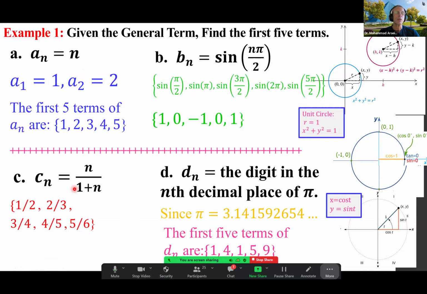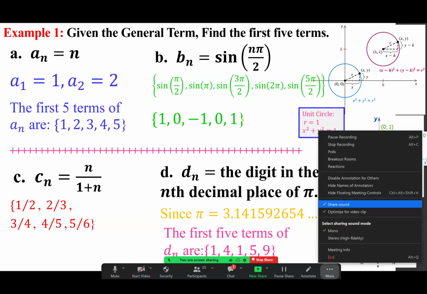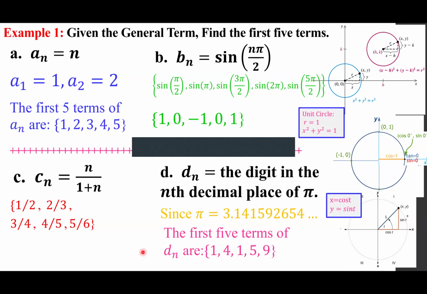In this case, c sub n was n over 1 plus n, and in this case, the nth decimal place for pi is approximated by 3.14, but it's not equal to 3.14. So we should know with more digits, and that's exactly what we did here: 3.14159, and it continues indefinitely.